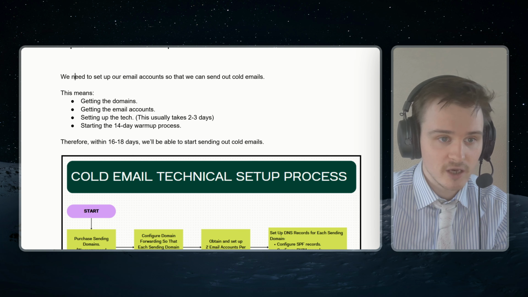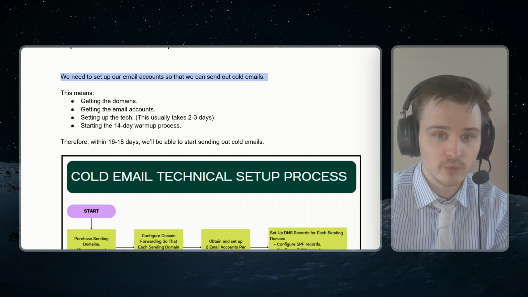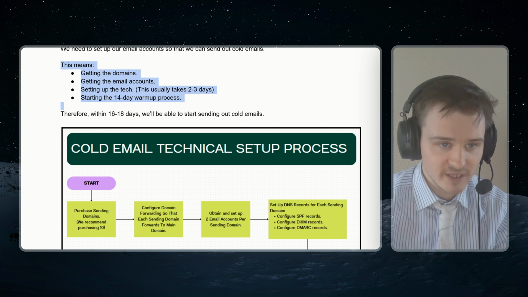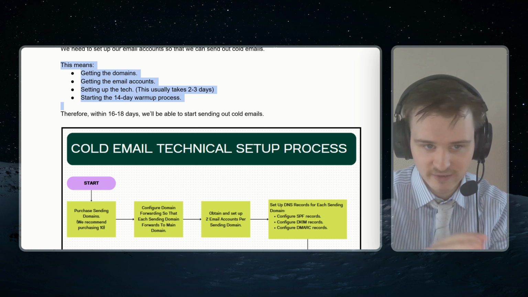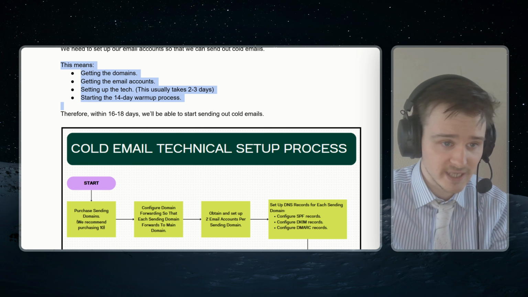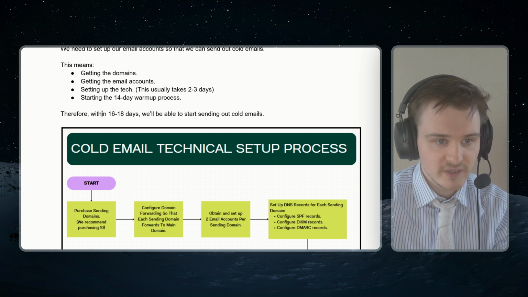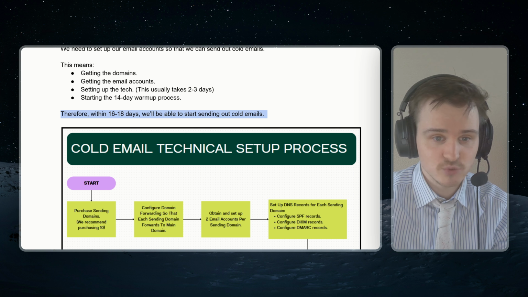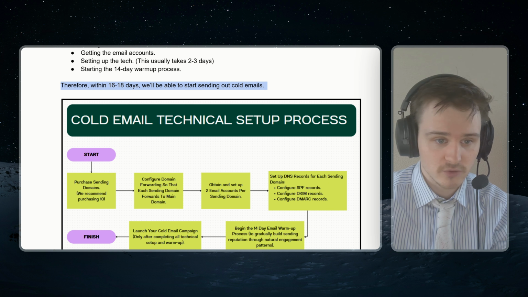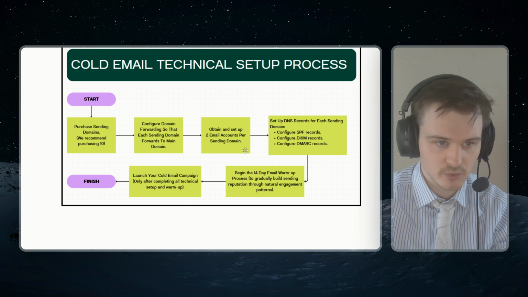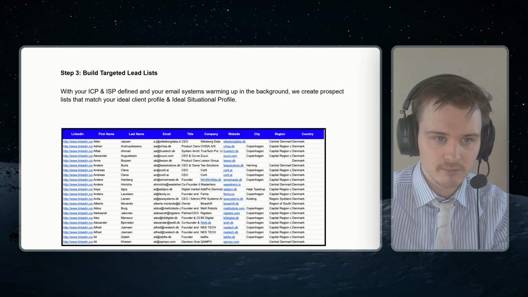Step 2, technical infrastructure setup. So we need to set up our email accounts so that we can send out the cold emails. And this means getting the domains, getting the email accounts, setting up the tech, and that whole process usually takes us 2 to 3 days, then starting the 14-day warm-up process. And therefore, within 16 to 18 days, we'll be able to start sending out cold emails. And this is what this process kind of looks like if you want to look at it more in depth.